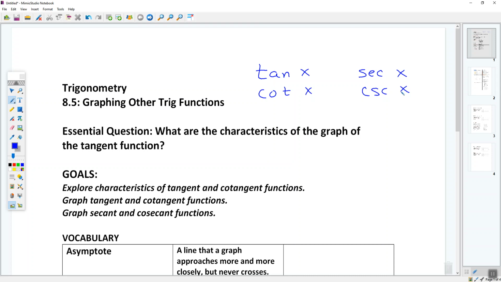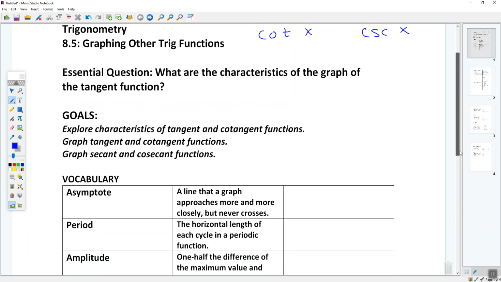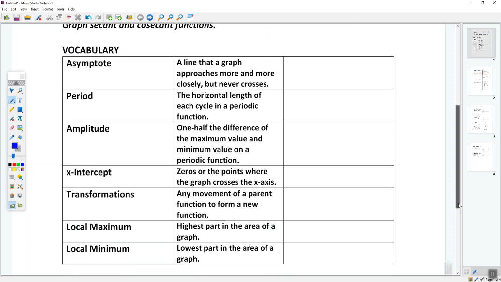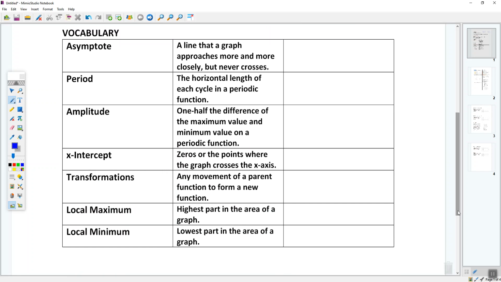And honestly, kids, everything that we talked about in the last section in terms of transformations is going to apply here. We're just going to start running into some little hiccups here. And one of the hiccups we're going to run into here is called an asymptote. You guys remember what an asymptote is? It's like a line that a graph will approach, but it will never ever do what? Never cross it. So that's a line that a graph approaches more and more closely, but never crosses.